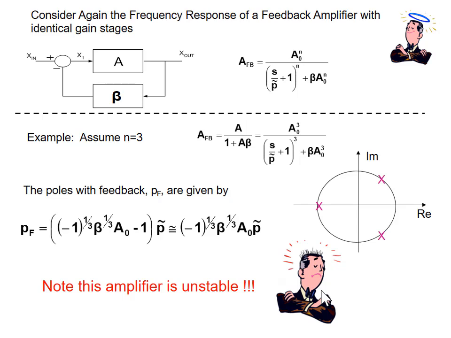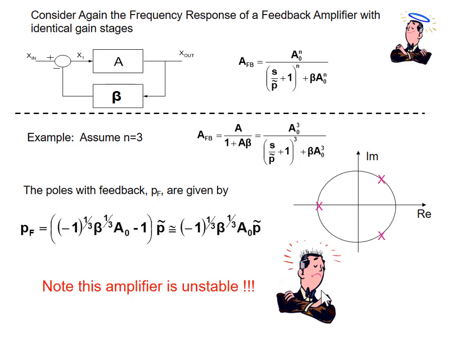So let's look at the situation now where we have just three identical stages. With three stages, the gain with feedback is going to be A naught divided by (S over P plus 1) cubed plus beta A naught. Now, even though it's a third order polynomial, I made a statement that it's hard to get a general solution for a third order polynomial. That doesn't mean it's always hard to get solutions for some third order polynomials. This is a third order polynomial we can solve.